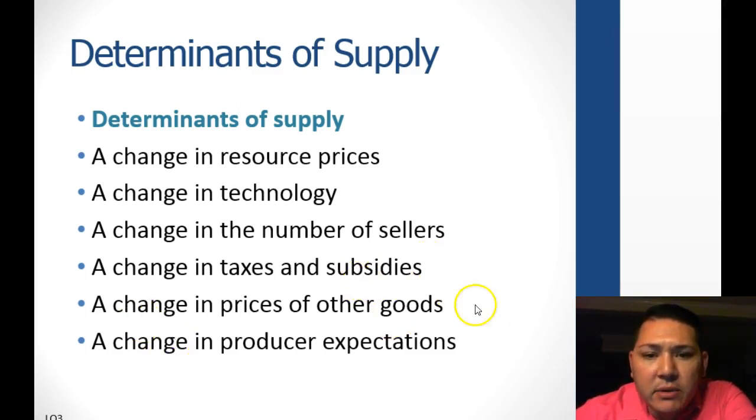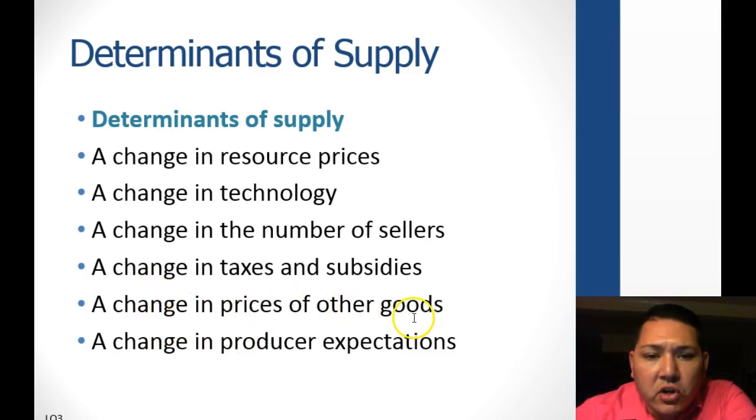Changes in taxes and subsidies. If taxes are decreased or eliminated on a specific product, supply increases. If subsidies are increased on a certain product, supply increases. So the difference is that taxes are something added to the price, while subsidies are taken away from the price.